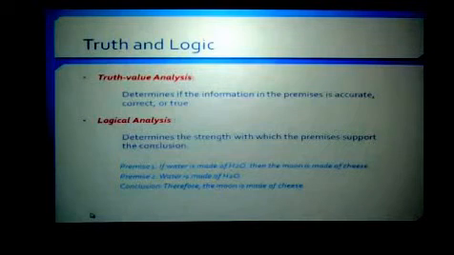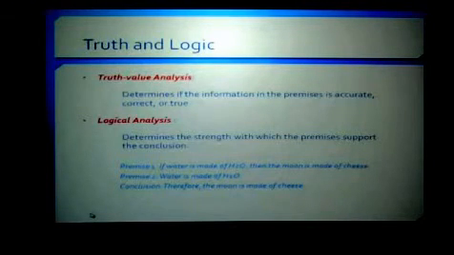For example, consider the argument that we have here below. It has two premises and one conclusion. The first premise states, if water is made of H2O, then the moon is made of cheese. And the second premise states, water is made of H2O.